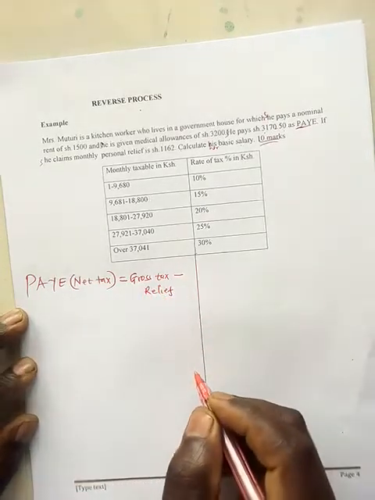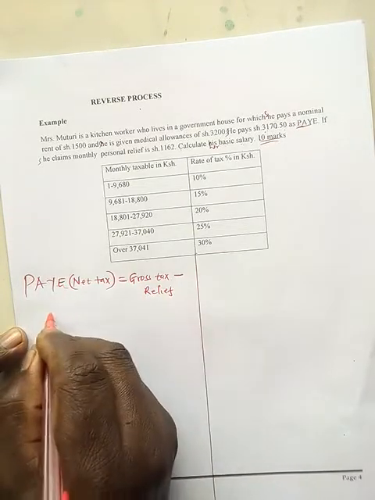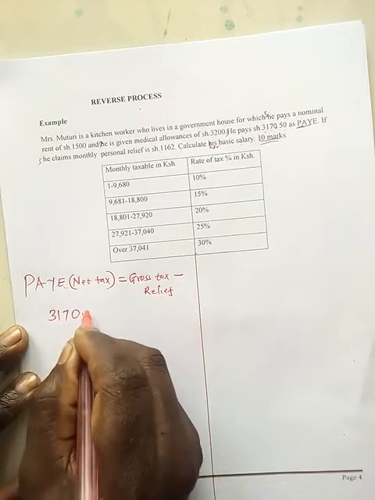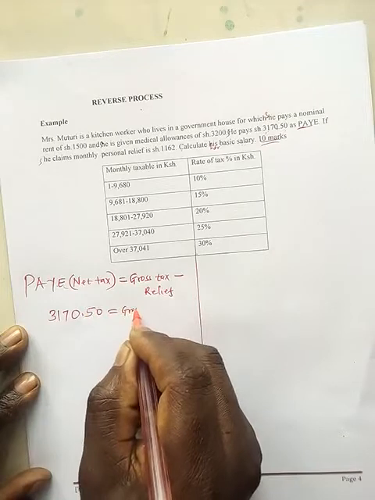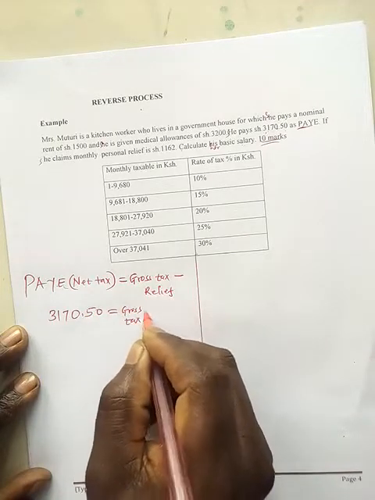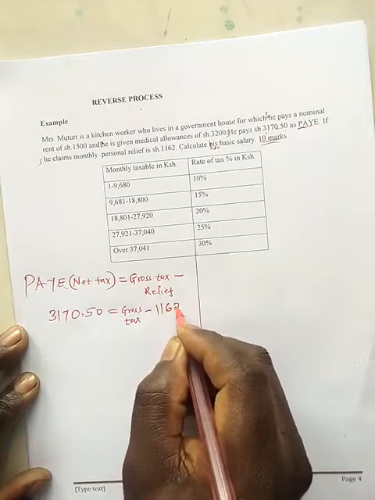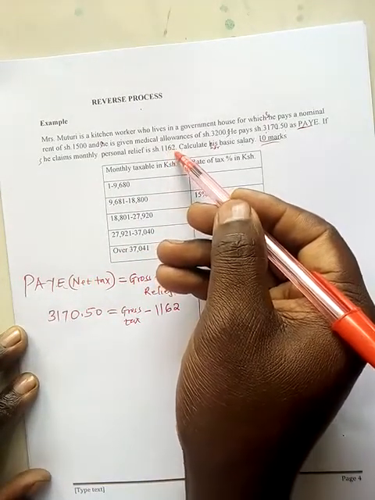We know that, isn't it? But we have PAYE, which is now 3170.50, which is equal to gross tax minus relief, which is 1,162. Ndio tumepewa hapa. Tumepewa 1,162.